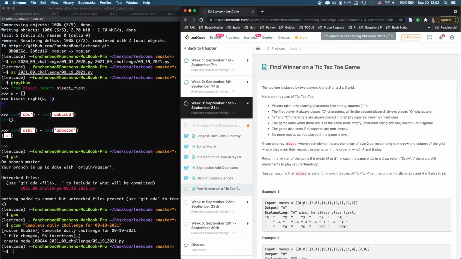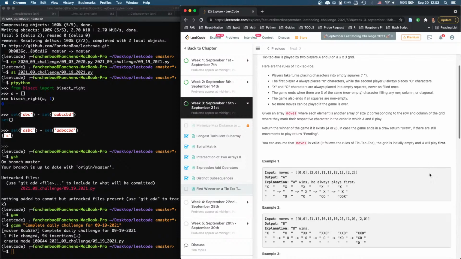Given an array moves, each element is another array of size 2 corresponding to the row and column, describing the order in which A and B play. Return the winner of the game if it exists. In case the game ends in a draw, return draw. If there are still movements to play, return pending. You can assume that moves are valid. The grid is initially empty and A will play first.